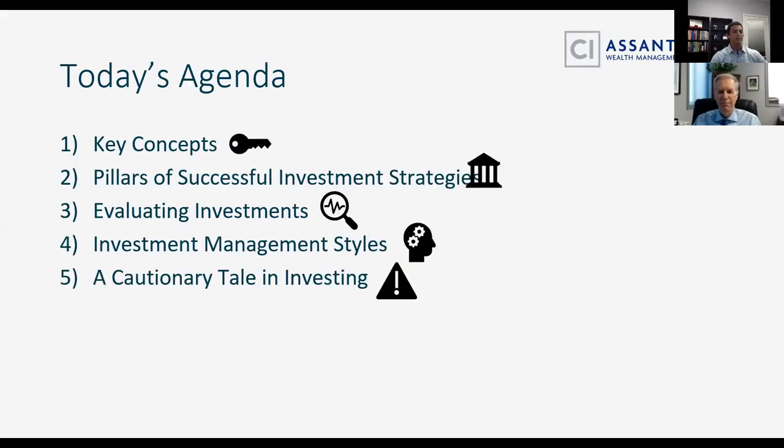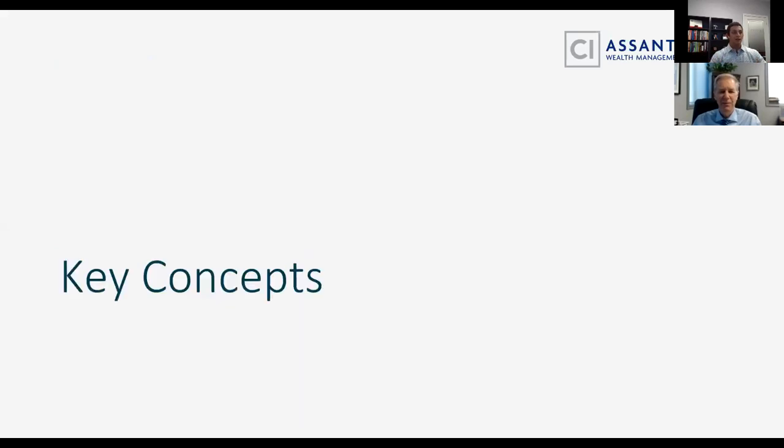Now, getting into today's material. On the agenda today, we'll go over some key concepts that will be helpful when we're discussing investment strategies. We'll go through the pillars of what makes a successful investment strategy. We'll evaluate a few different investments and go through the process we use to evaluate investments. We'll look at a few different investment management styles, and then we'll give you a cautionary tale in investing, which will go over some of the common biases that occur in investing.